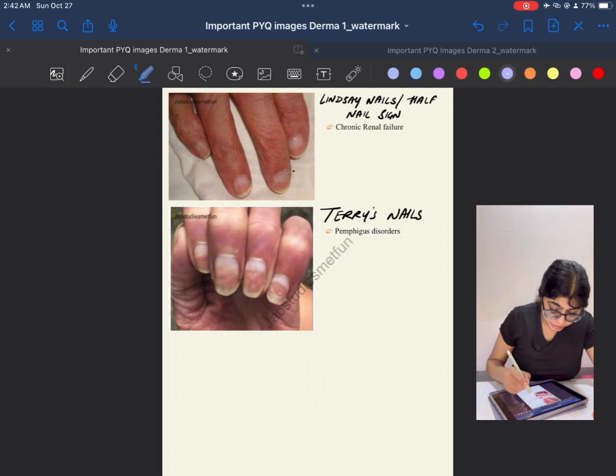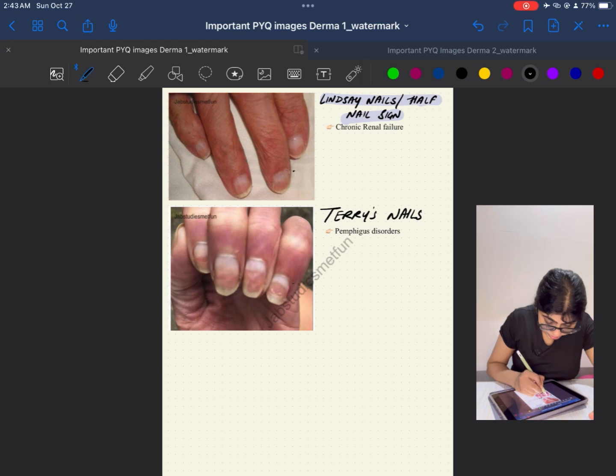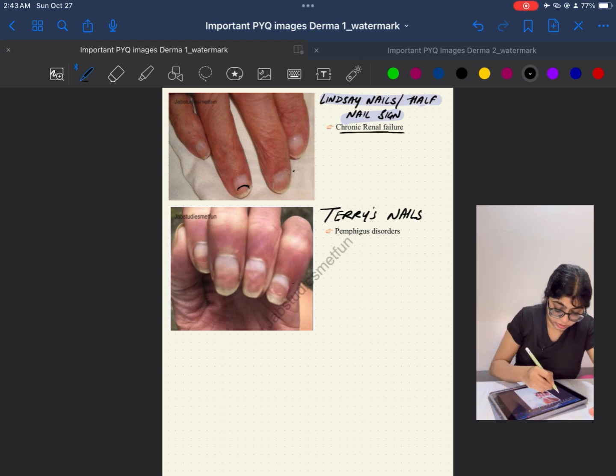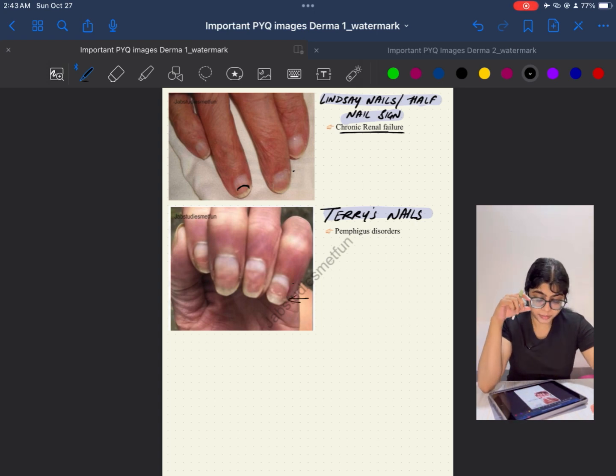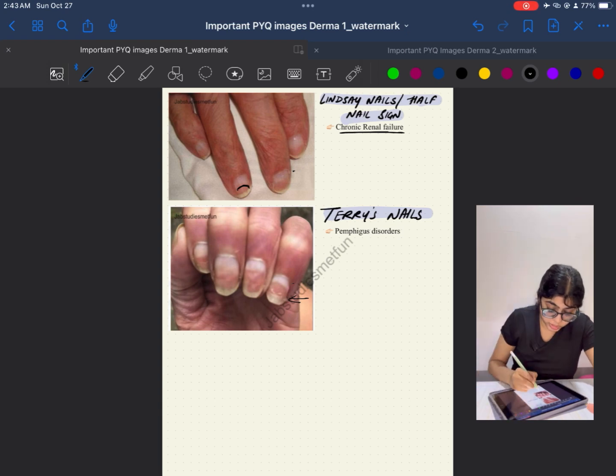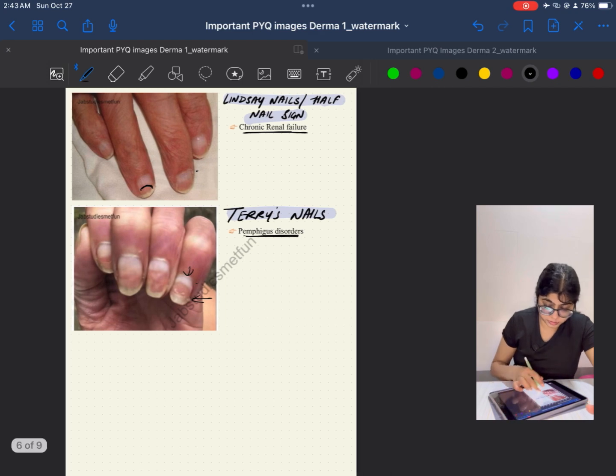Next are Lindsay nails or half nail sign, where you can see that there is this half nail sign and it is seen in chronic renal failure. In Terry's nails, it is pretty similar to Lindsay's nails, but the thing is there is quite an erythematous base to the rest of the nail, and the bottom of the nail is very white. It is seen in pemphigus disorders.